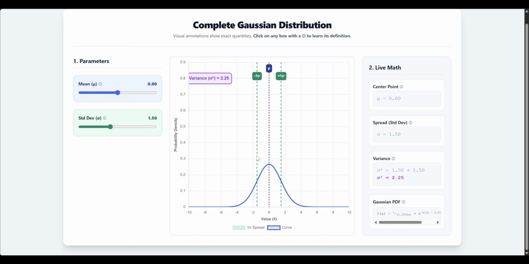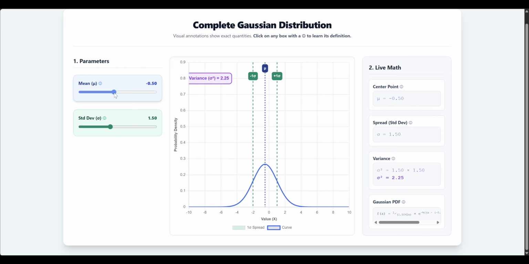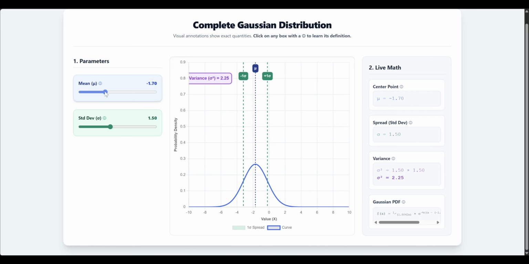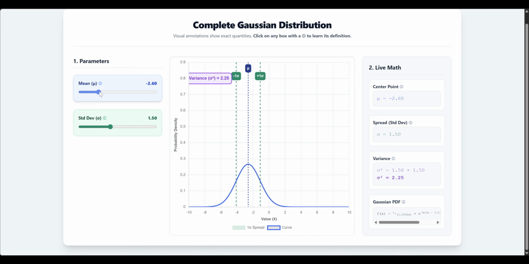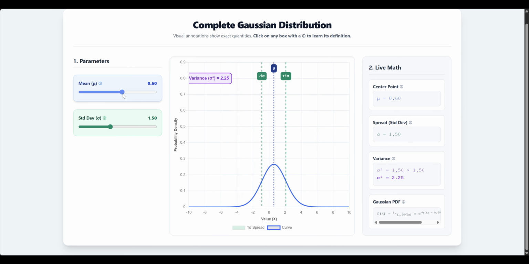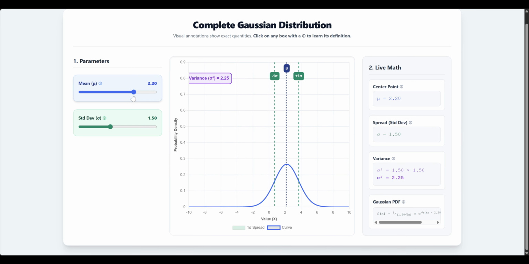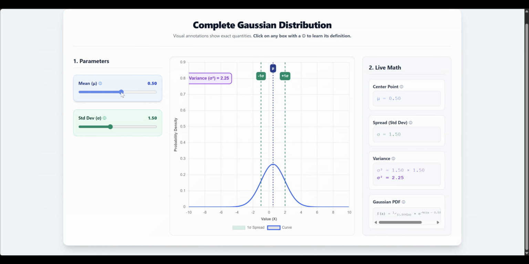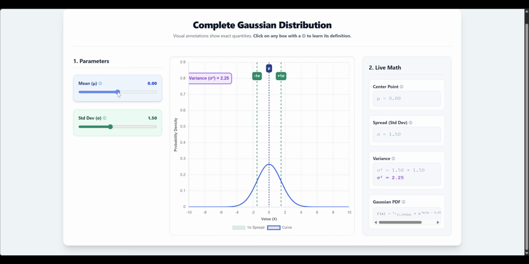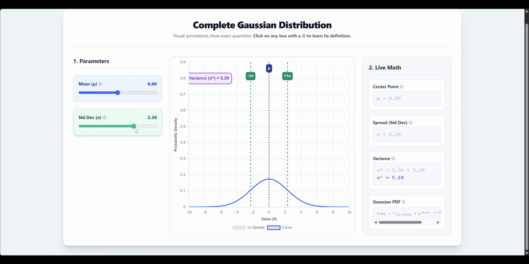Now we will try to understand the meaning of mean and standard deviation. If I change my mean from 0 to some other value, you can see my mean is shifting like this, and my Gaussian distribution is also changing. So this is the impact of the mean in the case of a Gaussian distribution. Now suppose I reset it back to 0. I'm making it 0. And now suppose I want to increase my standard deviation. So the standard deviation will be increasing over here.